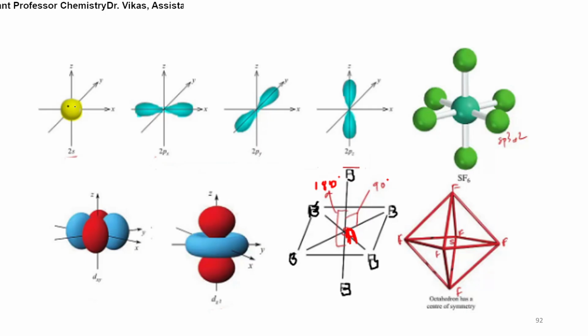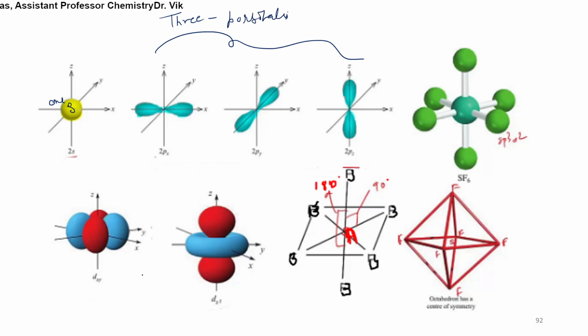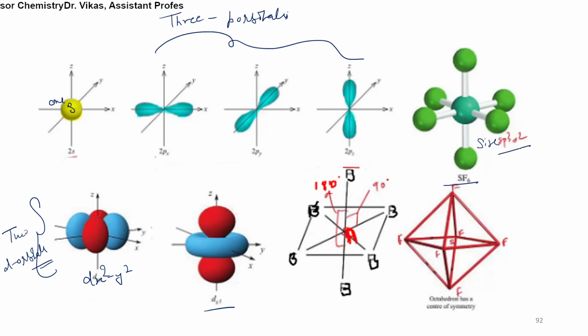the s orbital, 1s, 3p, and 2d, dz square and the second one dx square minus y square, combine to form 6 sp3d2 hybrid orbitals and have octahedral geometry.